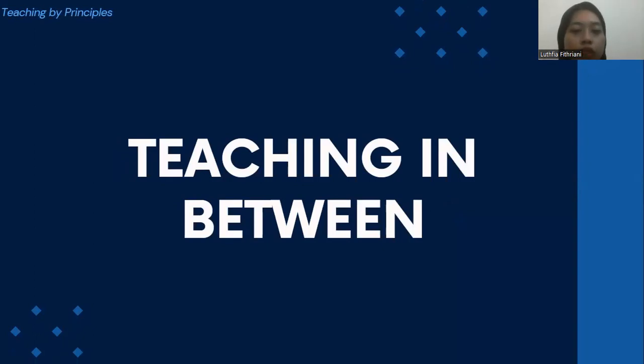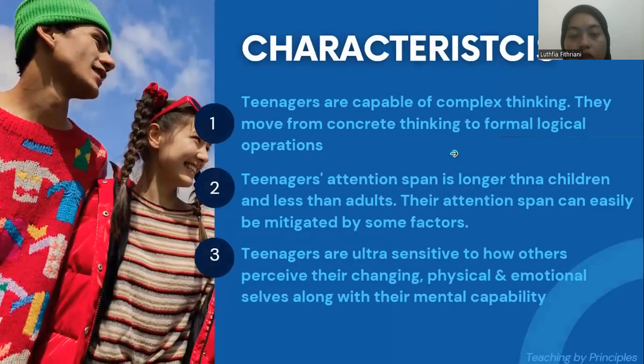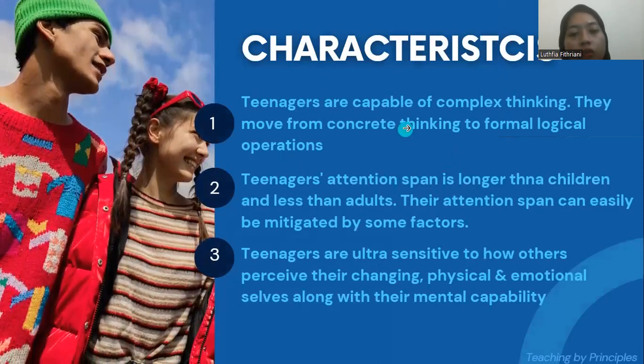Now we will move to the last topic, teaching in between, or teenagers. There are some characteristics of teenage learners. Those are: first, teenagers are capable of complex thinking. They move from concrete thinking to formal logical operations. Second, teenagers' attention span is longer than children's and less than adults'. Their attention span can easily be diminished by some factors.